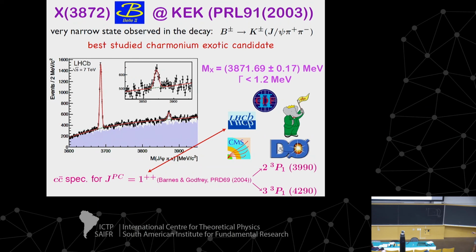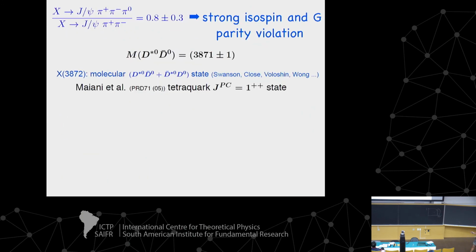And what we can say about why it's exotic is that if you look again at the quark-antiquark calculations for these 1++ states, we see that the mass is not compatible with any of the states that could be near the mass of this state. Also, there is this experimental evidence here of a strong isospin violation, since it decays into J/psi pi pi pi and J/psi pi pi. Also, since the mass of the D*D is so close to the mass of the X, there was this proposition that the X could be a D*D molecular state.